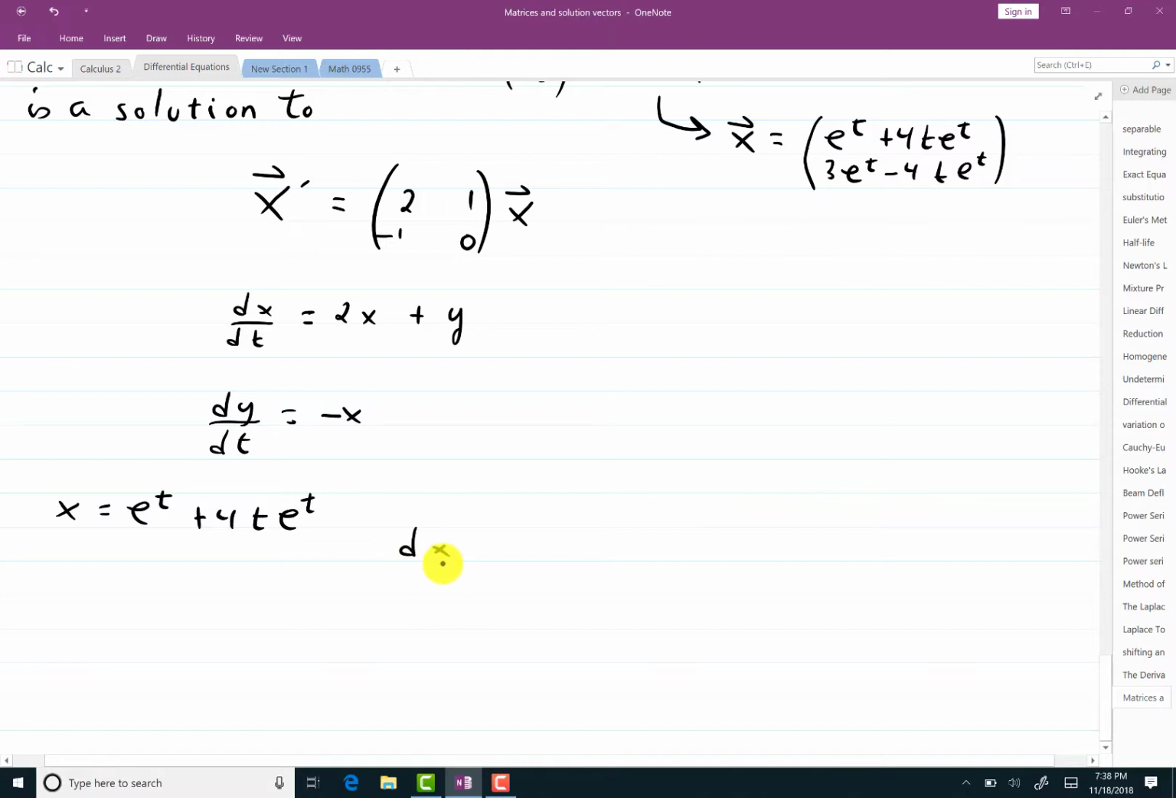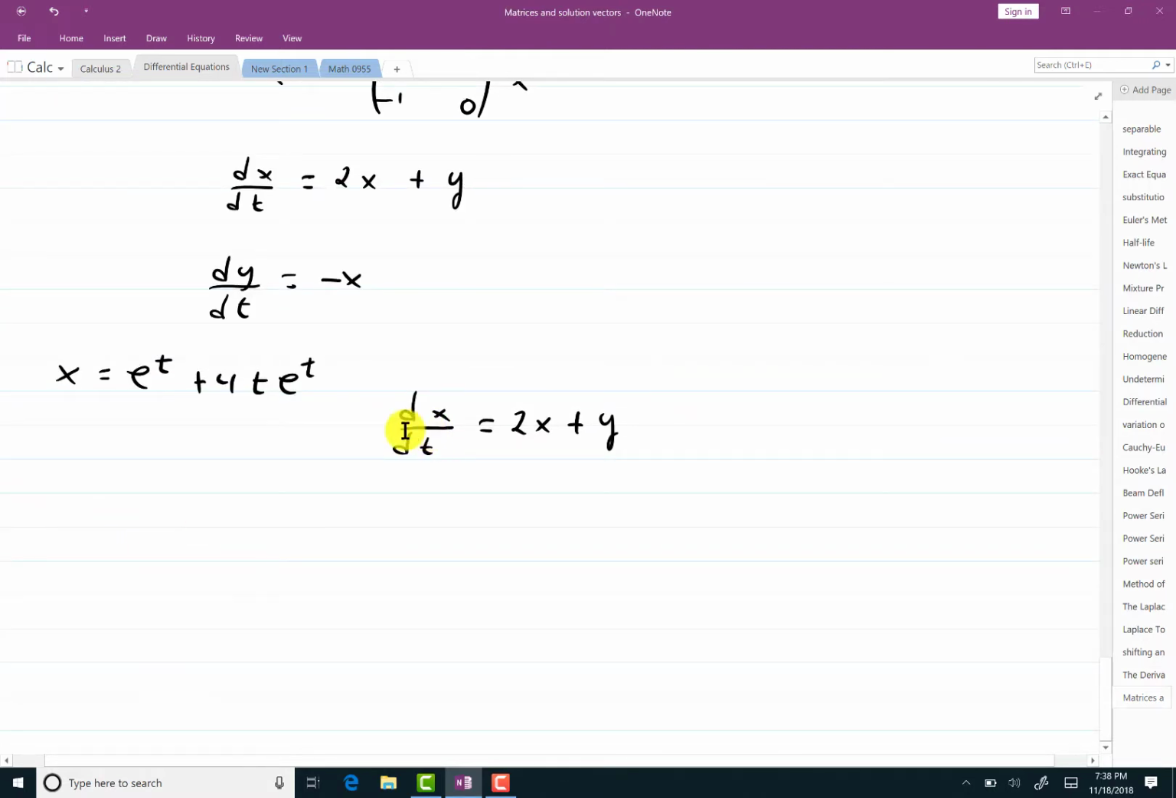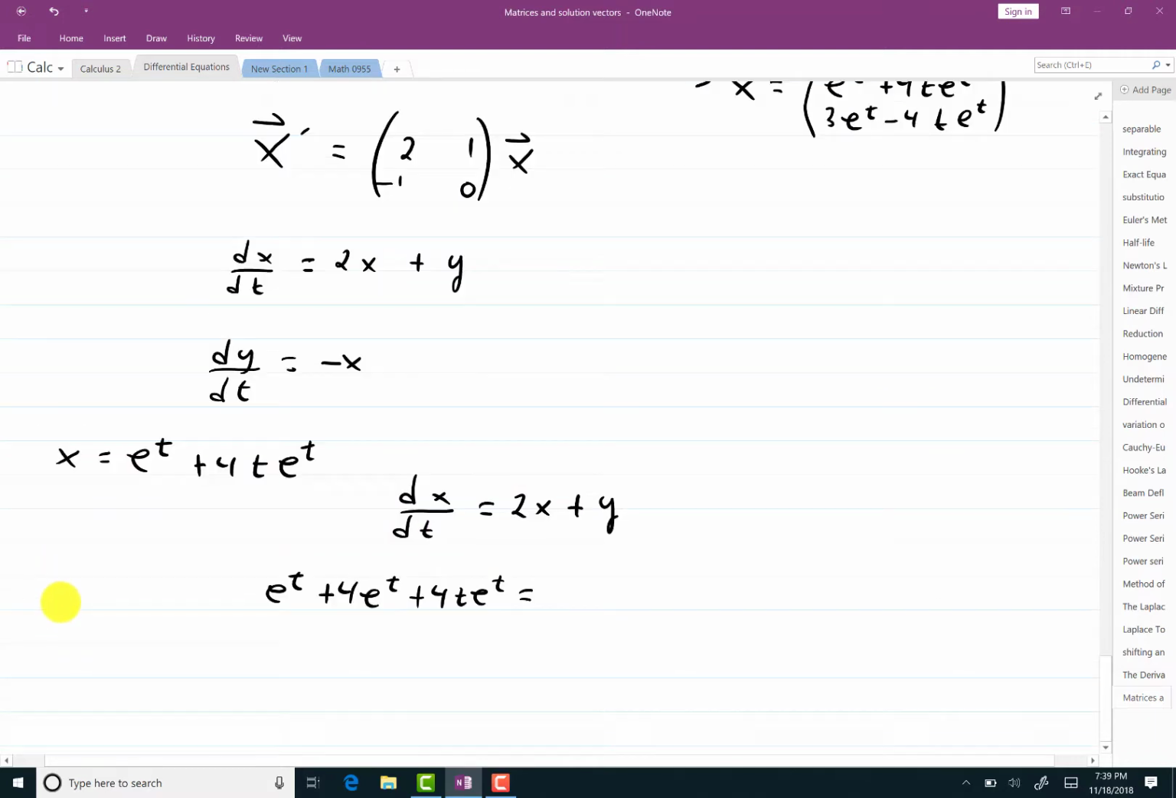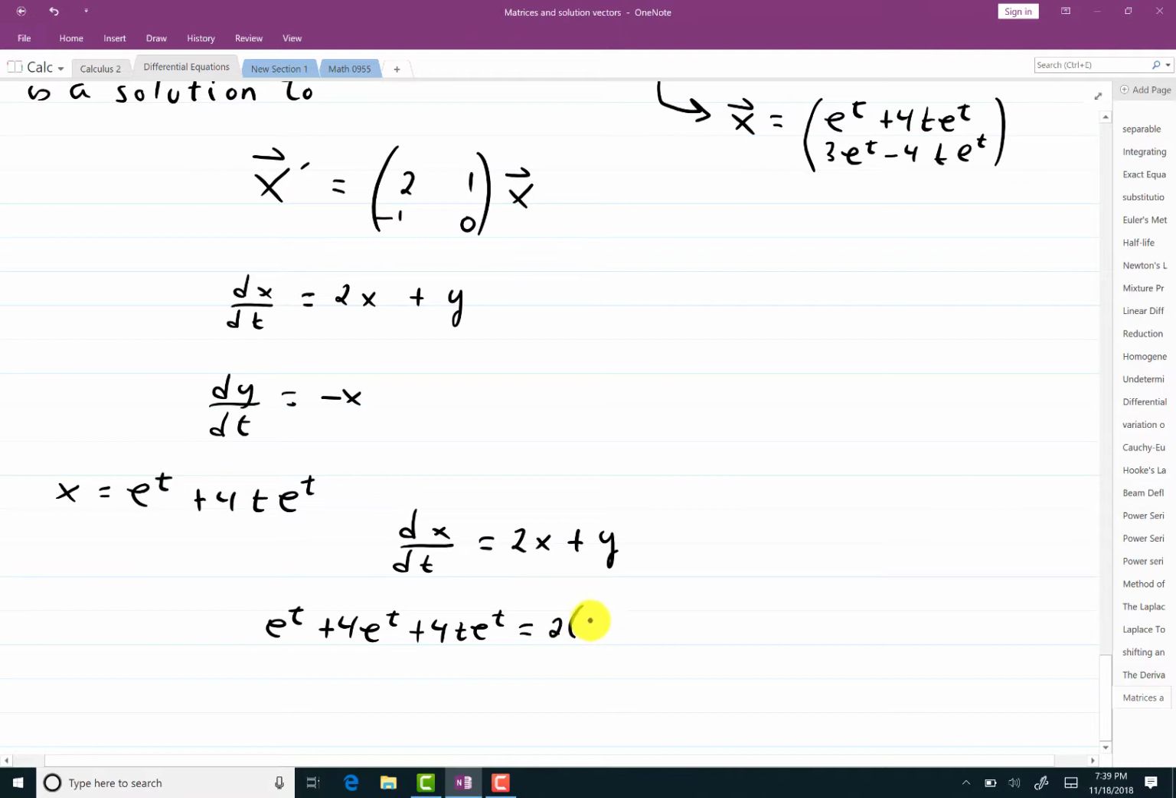So I'm doing dx over dt. That's supposed to equal 2x plus y. So dx over dt, that'll be e to the t. I'll have to use the product rule for this part, plus 4e to the t, and then finally plus 4t e to the t. On the right side, let's go ahead and plug in my x. I have 2 times e to the t plus 4t e to the t. This first row is x, the second row is y, plus 3e to the t minus 4t e to the t.